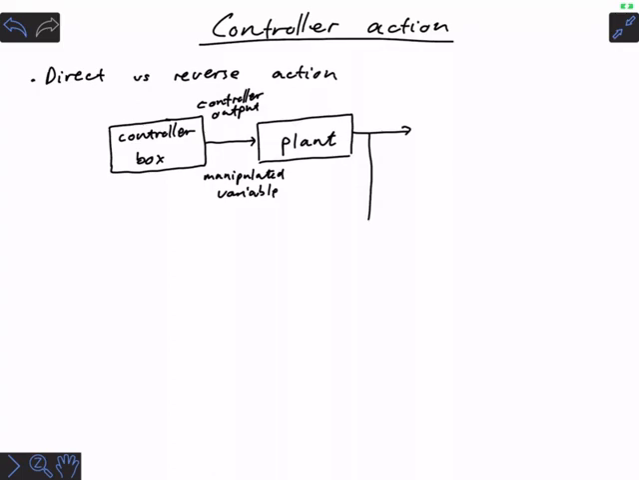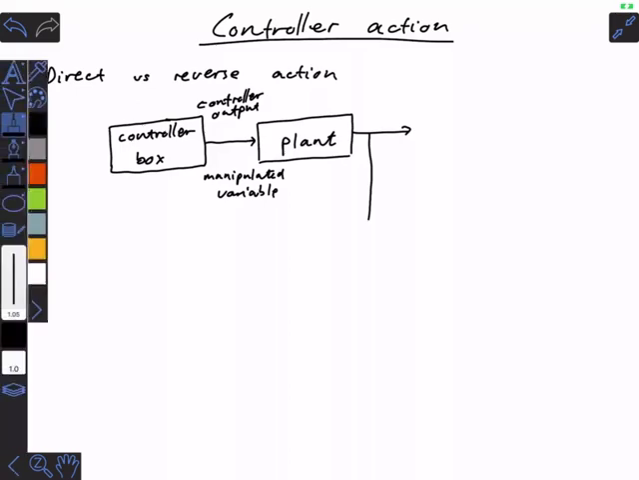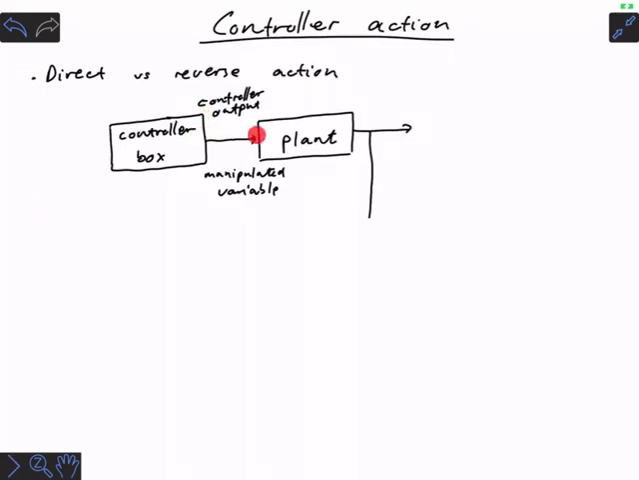So the controller box, now when you just think about this from the point of view of that machine, there has obviously to be some way for the controller to affect the plant. And I've drawn it here with the controller output just being directly connected to the plant. But you can imagine that in most cases there's going to be some transduction happening.